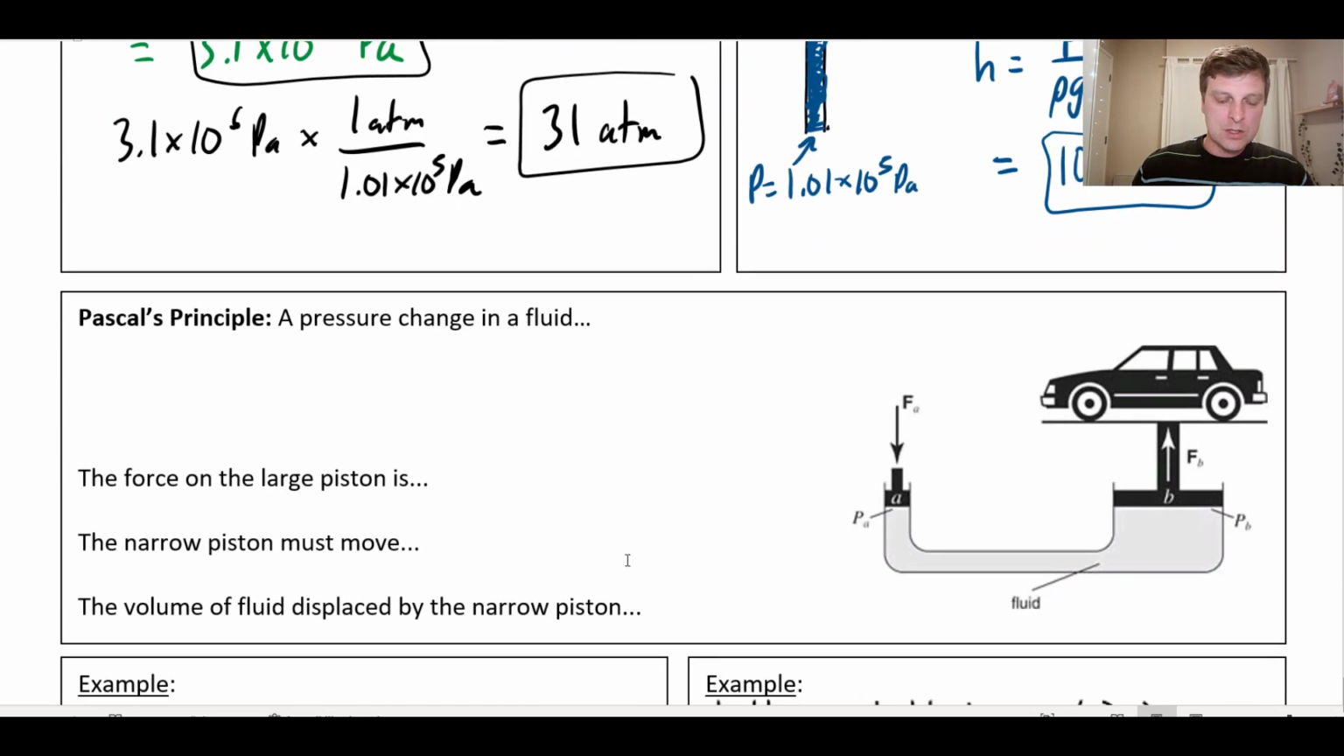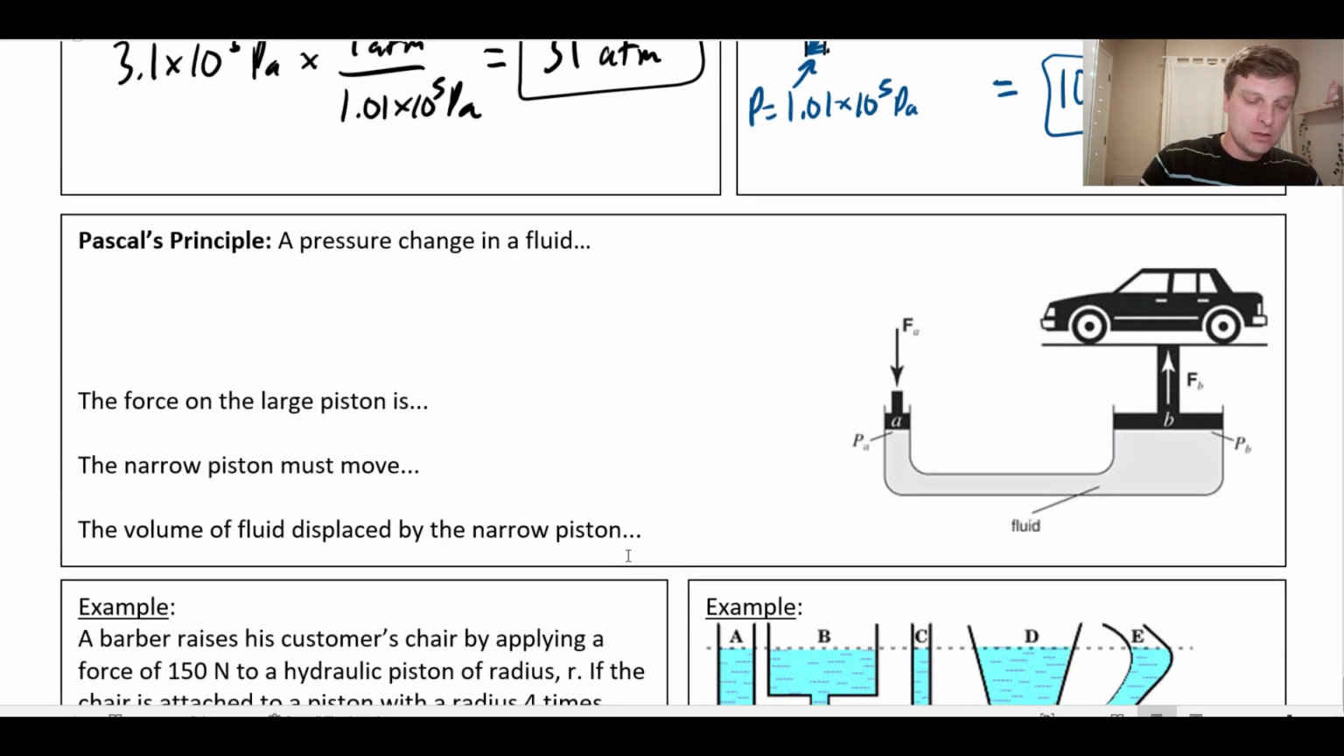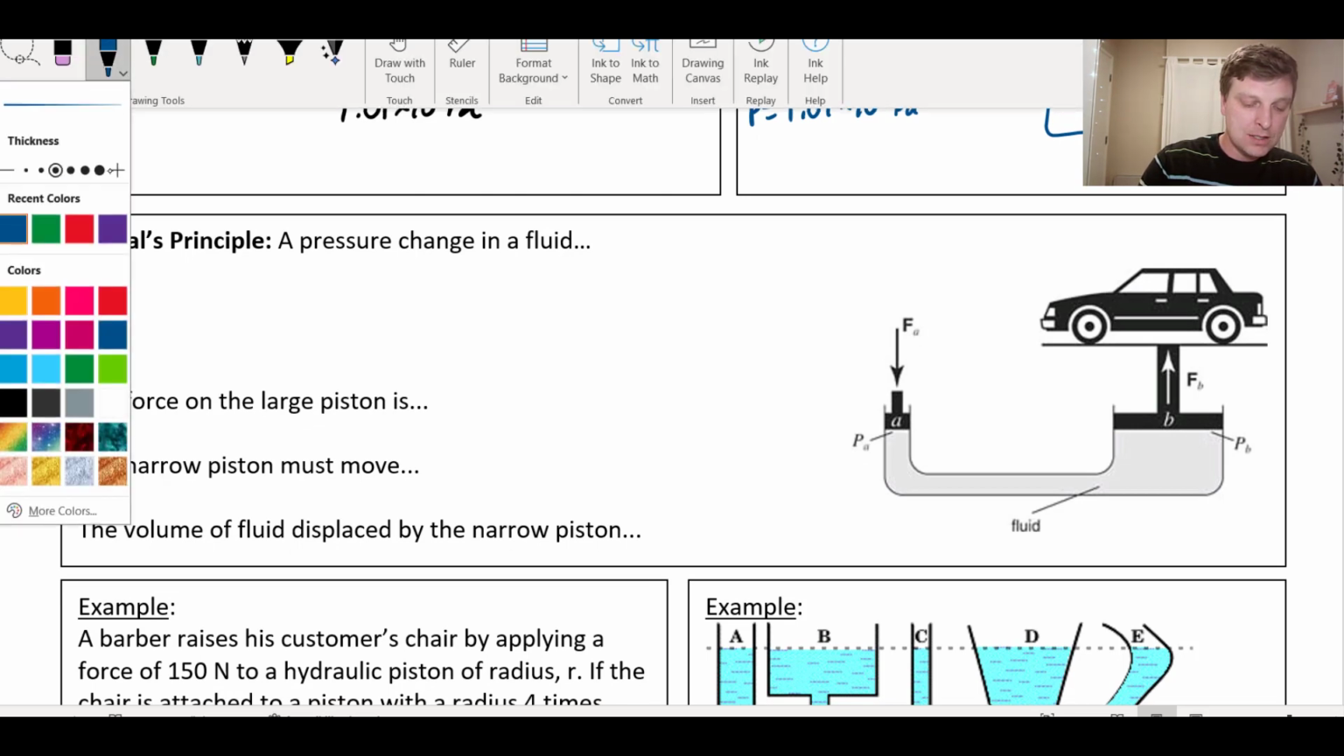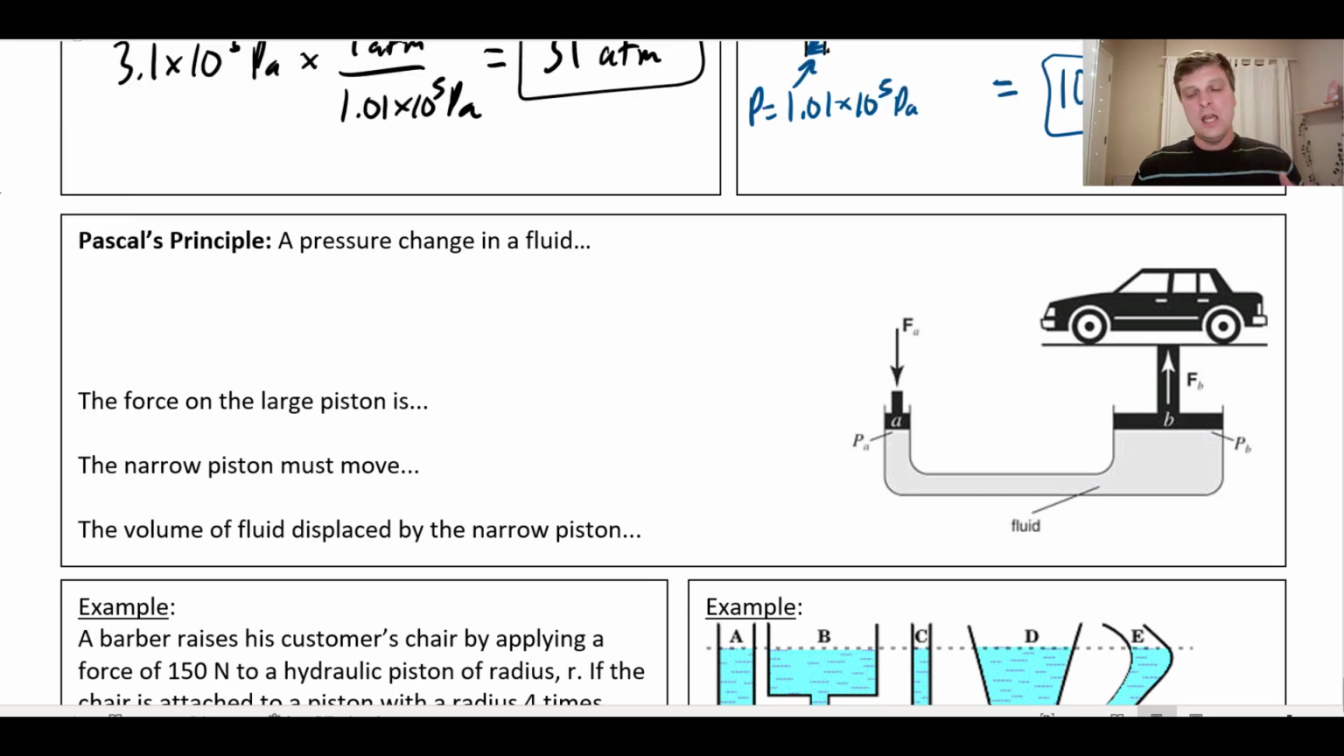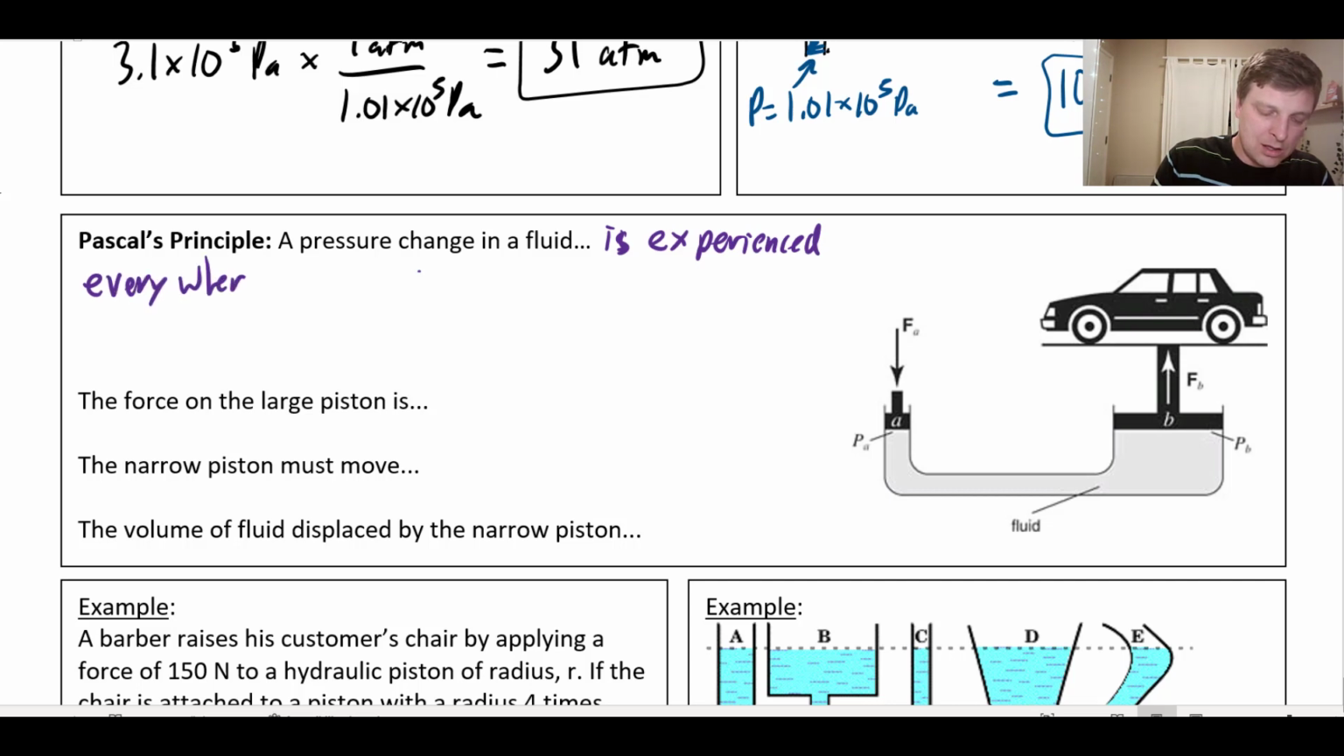Okay, last thing we kind of want to talk about here is Pascal's principle. So Pascal proposed the following: if you change the pressure at any point in a fluid, it will experience an equal pressure change across that fluid. So a pressure change in a fluid is experienced everywhere in the fluid.